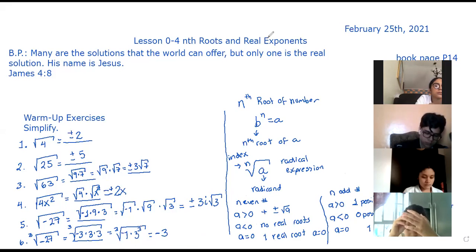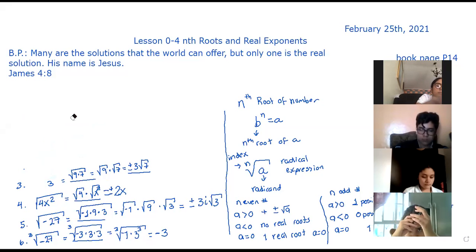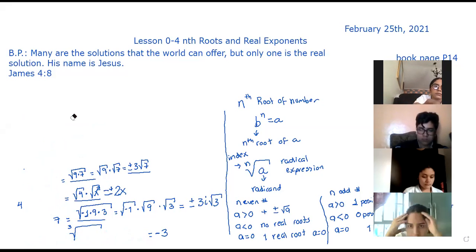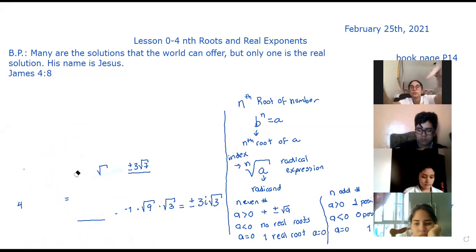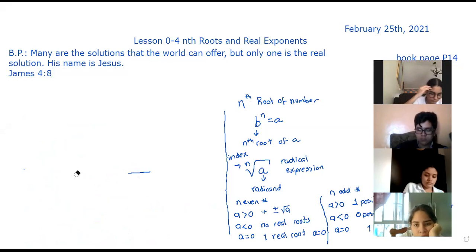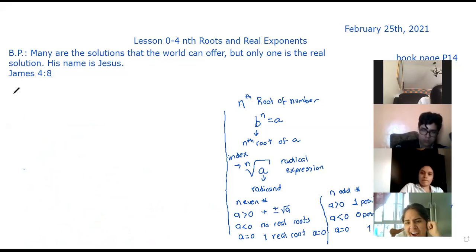I'm going to erase this where it says warm-up exercise so that we can do the examples. Hurry up, Celeste. Okay. Examples.